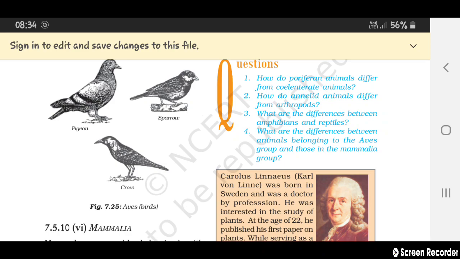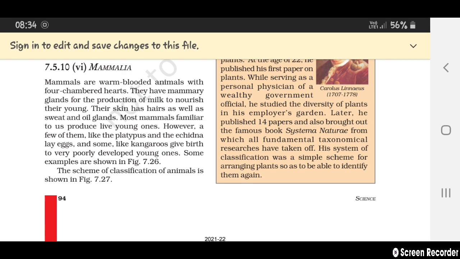Next is mammalia. Mammals are warm-blooded animals that have four-chambered hearts, and they have mammary glands for production of milk to nourish their young ones, and their skin has hair as well as sweat and oil glands. Most mammals are familiar to us and produce their young ones. However, a few of them like the platypus and the echidna lay eggs, and some like kangaroos give birth to very poorly developed young ones. Some examples of them are shown in 7.6.